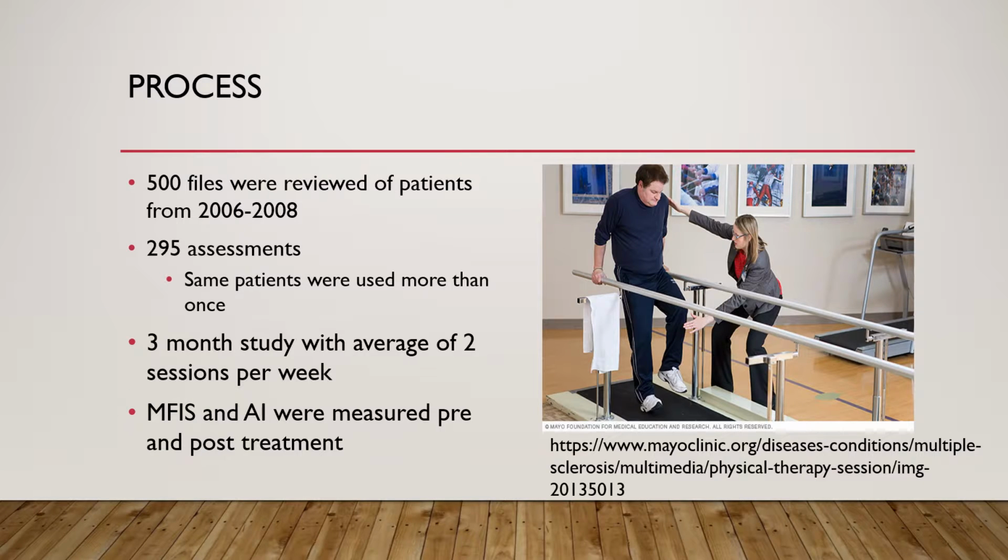So the process to get this study started was that they took 500 files of patients between 2006 and 2008. And out of that 500 patients, they used 295 assessments, which means that out of the 209 patients, there was a group of them that were used more than once. Over the study, all of the patients were in 3-month studies, and they were at the clinic on an average of 2 times per week with 1 day of a home exercise program. And then the scales that were being tested, which were the Modified Fatigue Impact Scale and the Ambulatory Index, were tested only at the beginning and at the end of treatment.